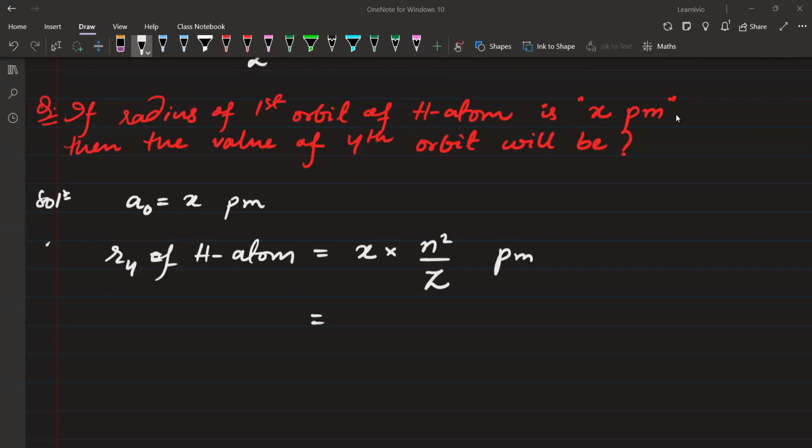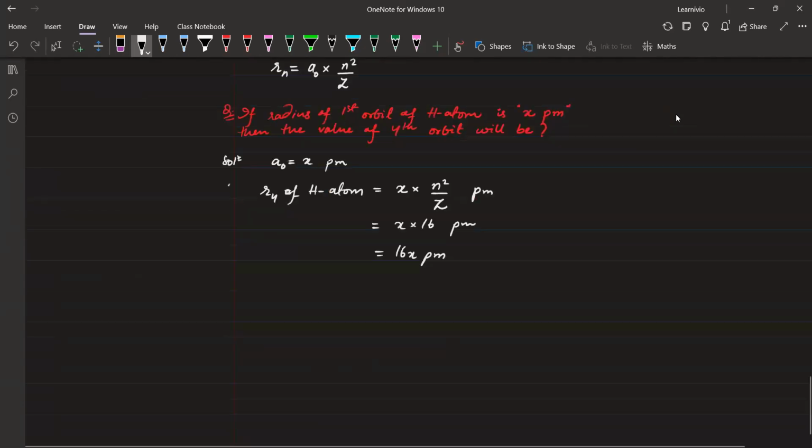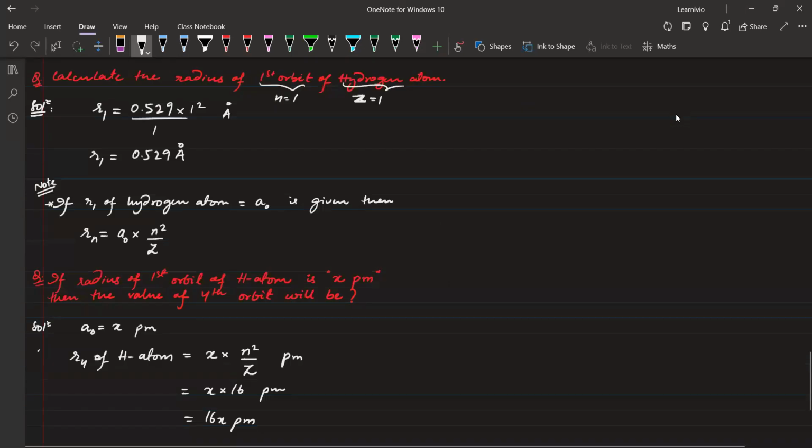X into what is n? n is equal to 4. 4 square is 16. Z is equal to 1, because we are in hydrogen right now. It will be equal to 16X picometer. Okay, so this is how they can give you the question. These are the two questions. Please write this down.